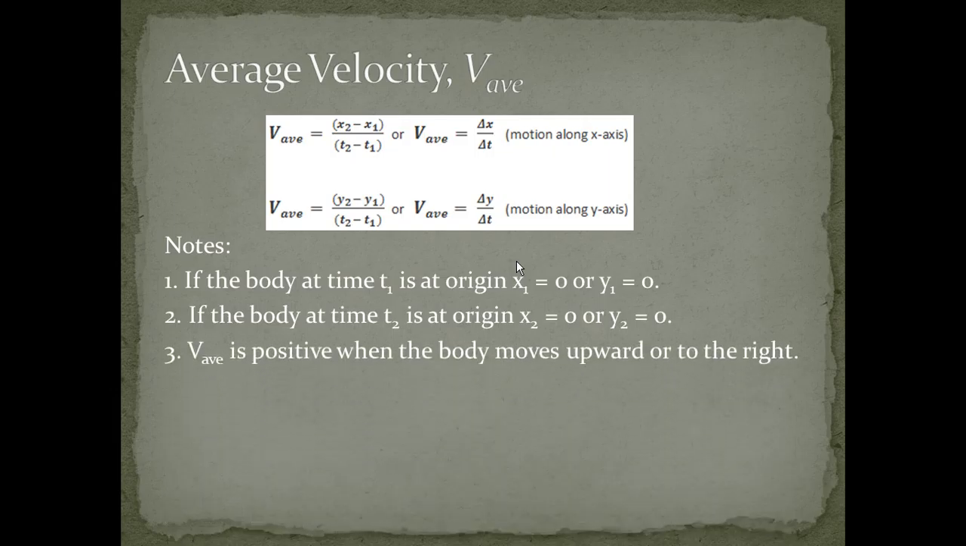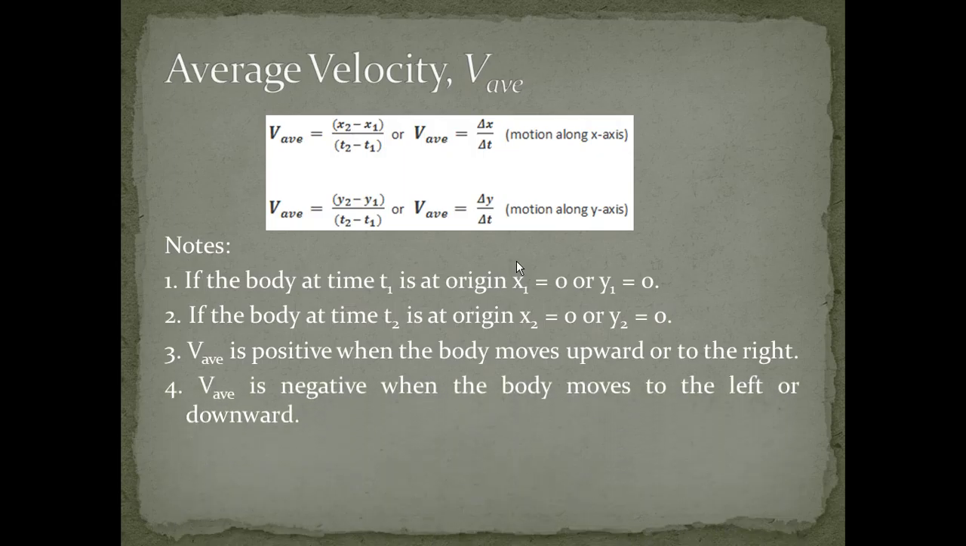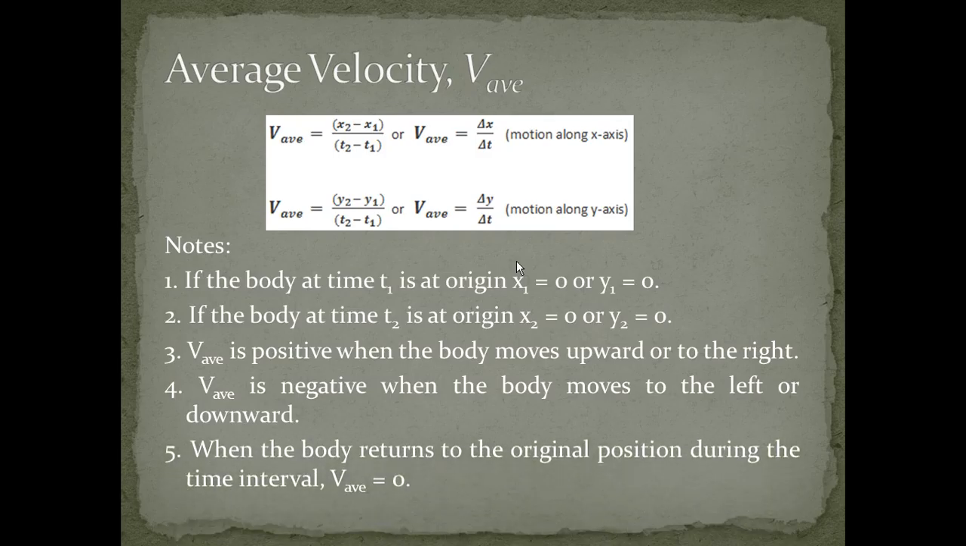If the average velocity is positive, then the body moves upward or to the right. If the average velocity is negative, then the object moves towards the left or the downward direction. When the body returns to its original position, then the average velocity would be 0, since you have a 0 displacement divided by time gives you 0.